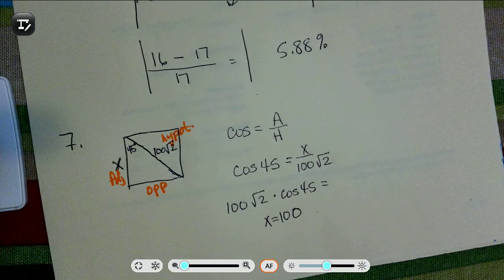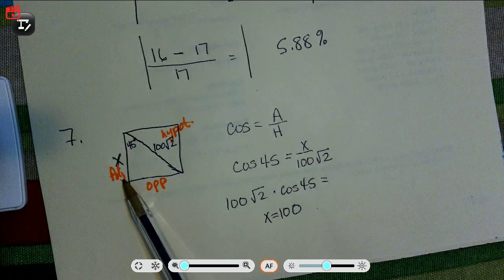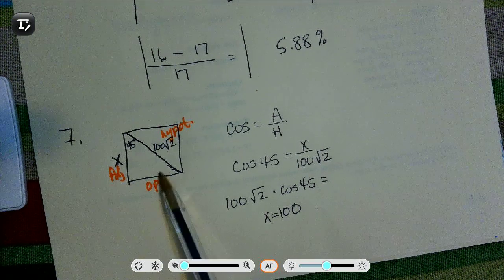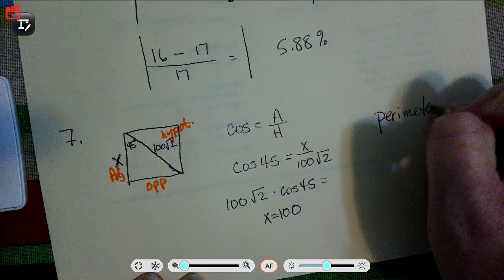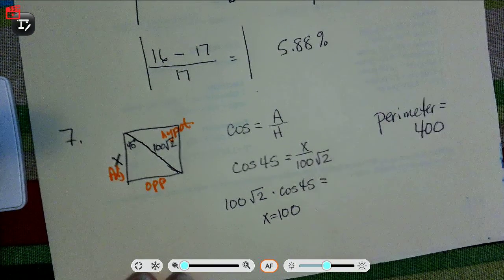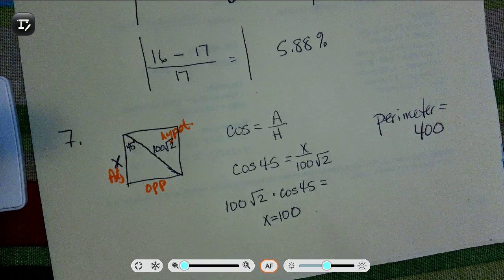Keep in mind it asked for the perimeter. The perimeter is the distance around, so if one side is 100, it's a square. All sides are 100, so therefore the perimeter equals 400, and we need to check our unit, and it's in feet.